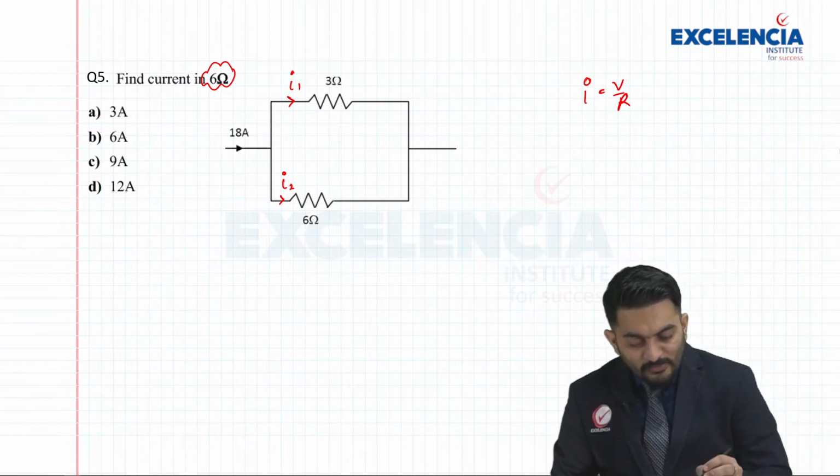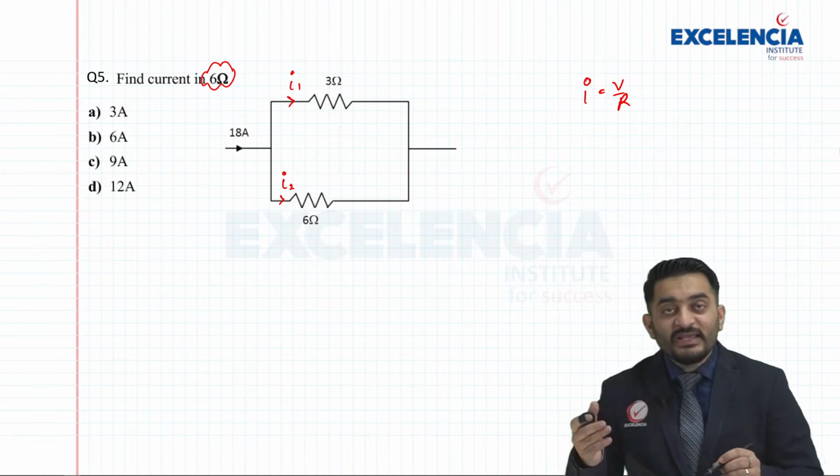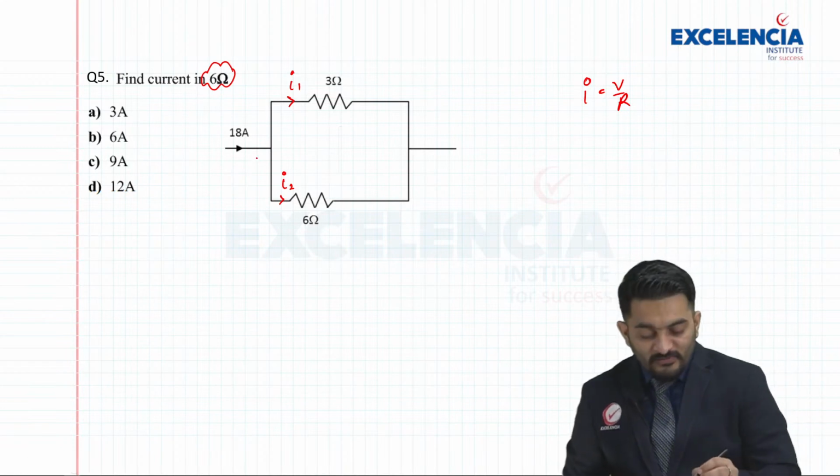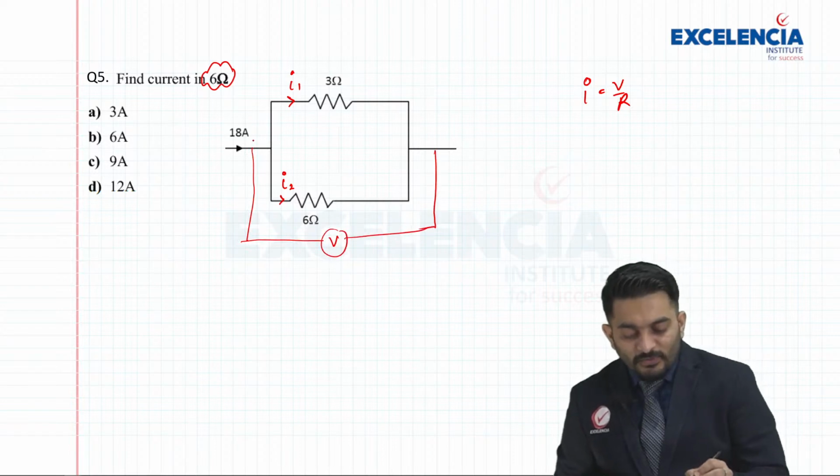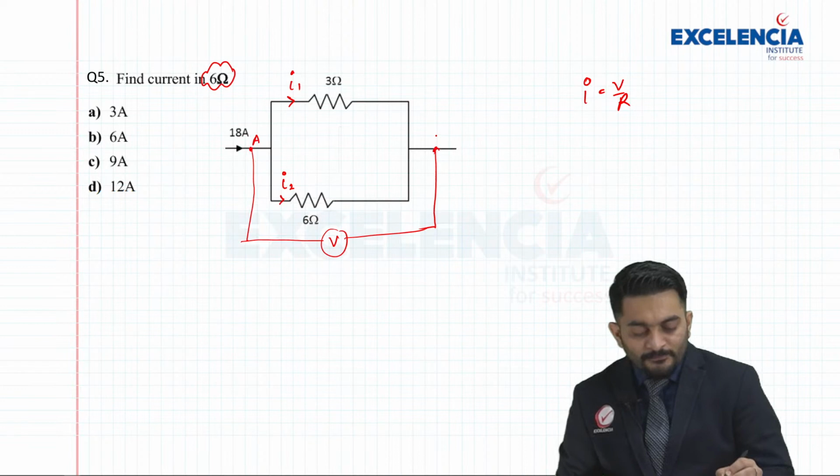I'm going to do what? I'm going to simply say that I know the sum of current which is entering the circuit. So if I know that, I should be able to calculate the voltage at points A and B. And for that I can use the formula that voltage is I into R.